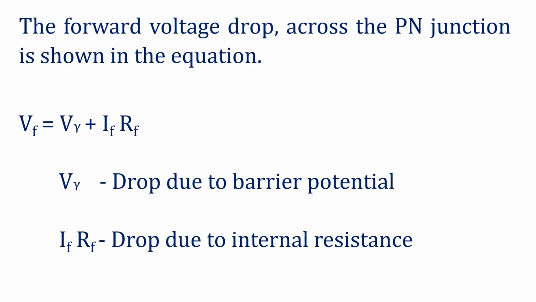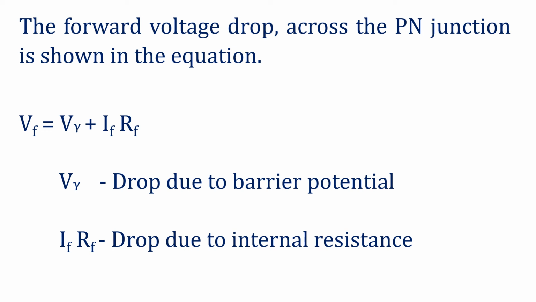In addition to that, there is a small voltage drop across the diode due to internal resistance. The forward voltage drop across the p-n junction is shown in the equation. VF equals V gamma plus IF RF. Here V gamma indicates drop due to barrier potential, and IF RF is drop due to internal resistance.